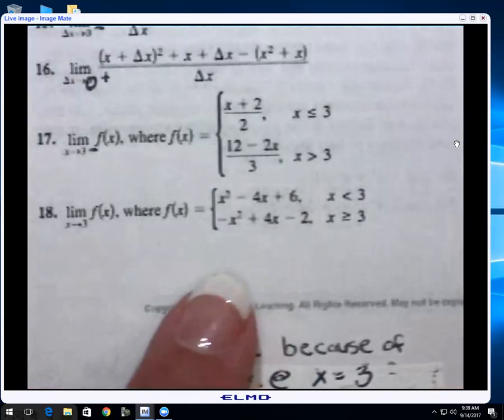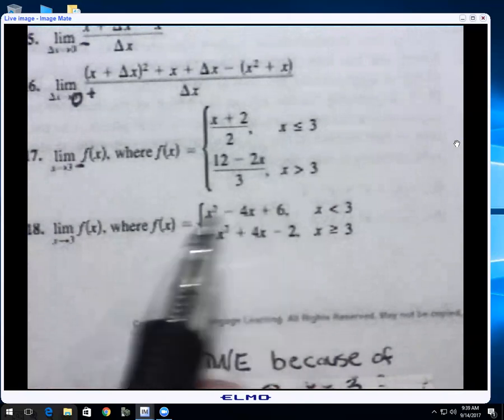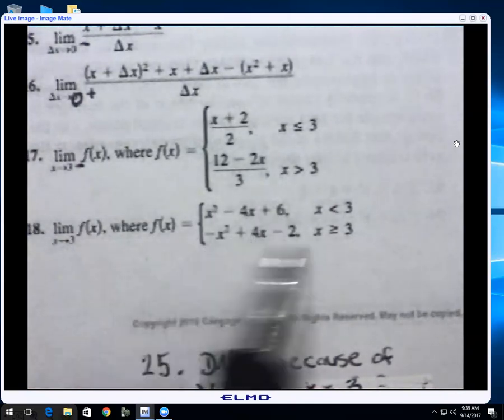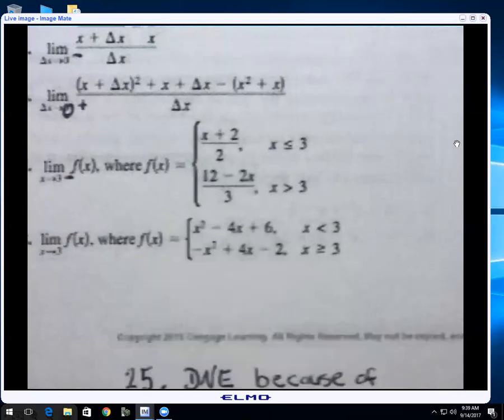Number 18, this is a parabola, which is continuous everywhere. So the only possible discontinuity is where? At x equals what number? The only possible discontinuity is at 3 if those two parabolas don't hook up at 3. So how are you going to find out without graphing? We could absolutely graph it, but without graphing, how could I find if those two parabolas hook up at 3? Plug in 3 into both of them and see if it gives you the same y value. If it gives you the same y value, then the two-sided limit exists.